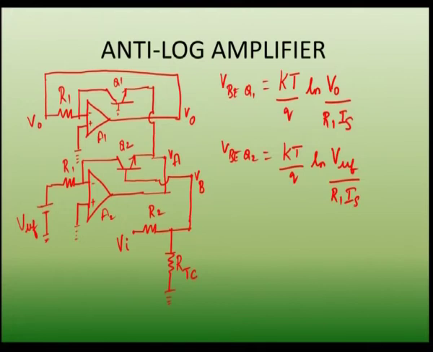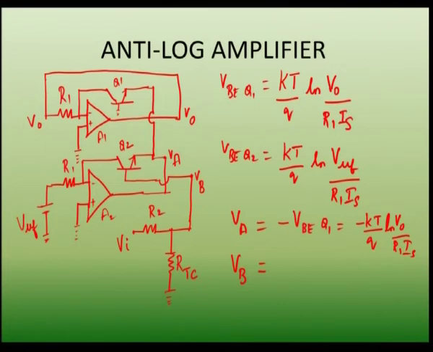And what is VA? VA is the reverse of the base emitter voltage of Q1. So, it is minus kT by q natural logarithm of V0 by R1 into Is. And what is VB? VB is the voltage Vi given through the potential dividers, and this is nothing but the voltage across the resistance RTC.